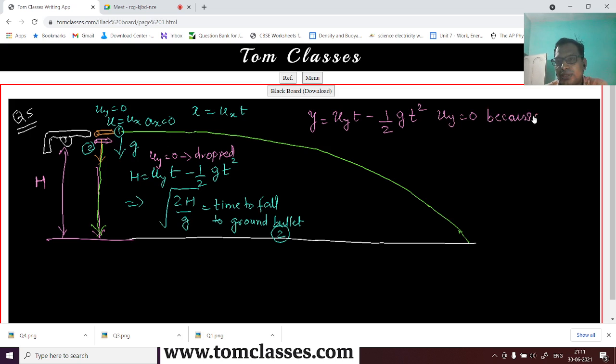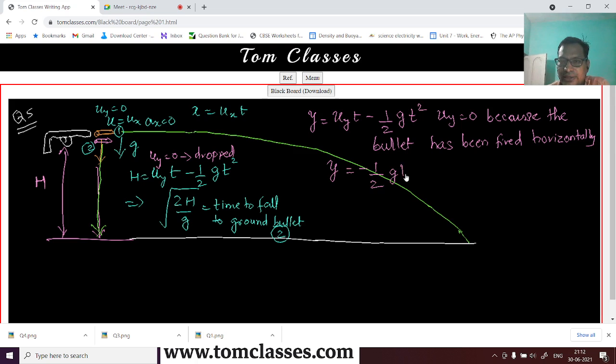Here uy will be equal to 0 because the bullet has been fired horizontally, right? Since the bullet has been fired horizontally, that's what it is. Okay, so these are the two cases. So you see that here y is nothing but minus half gt square again, so that is nothing but h. So you see that time again here is going to be the square root of 2h upon g, right?